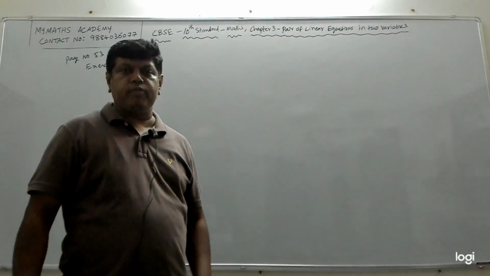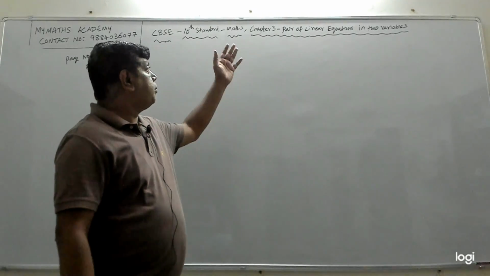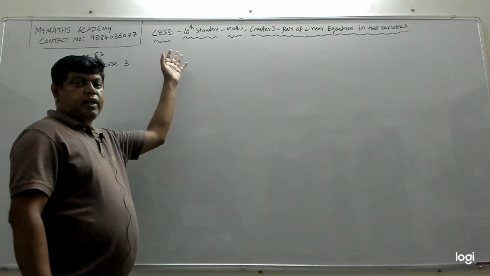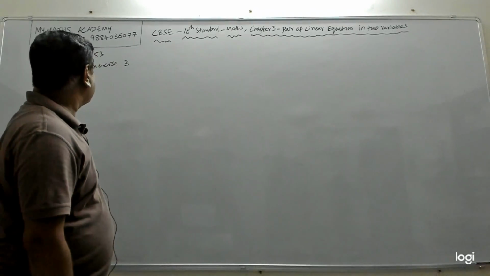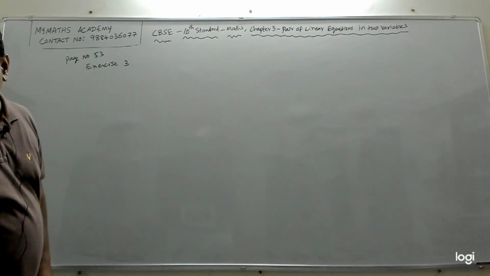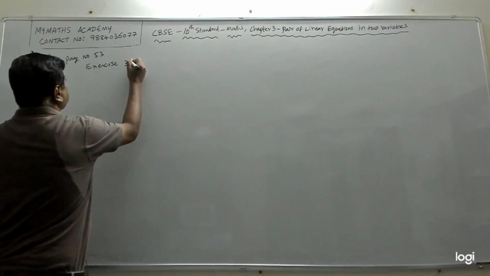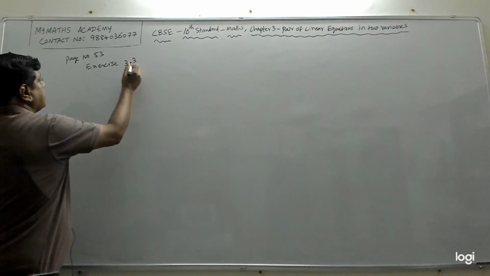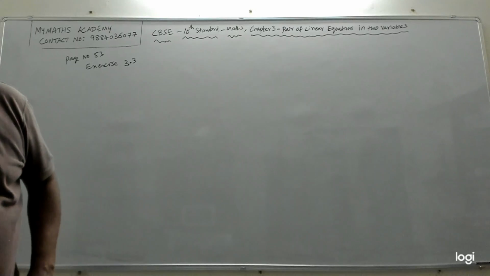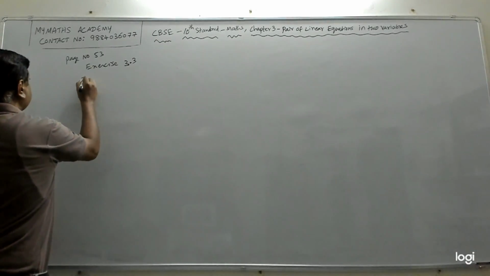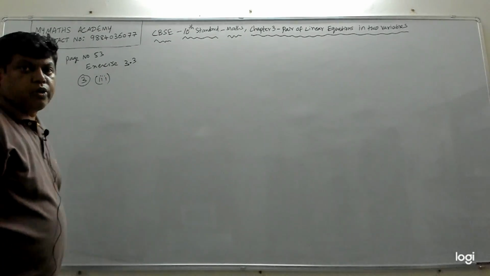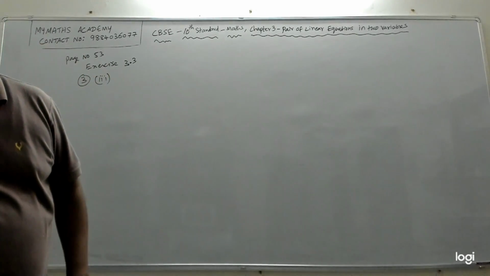In this video, we'll continue with the chapter on pair of linear equations in two variables for 10th standard CBSE Maths. We'll continue with exercise 3.3 on page number 53. In that, we need to continue with the third problem, third subdivision. So what is the problem?